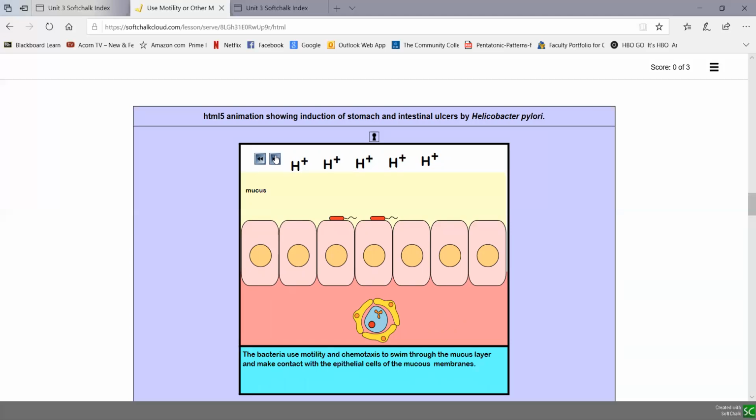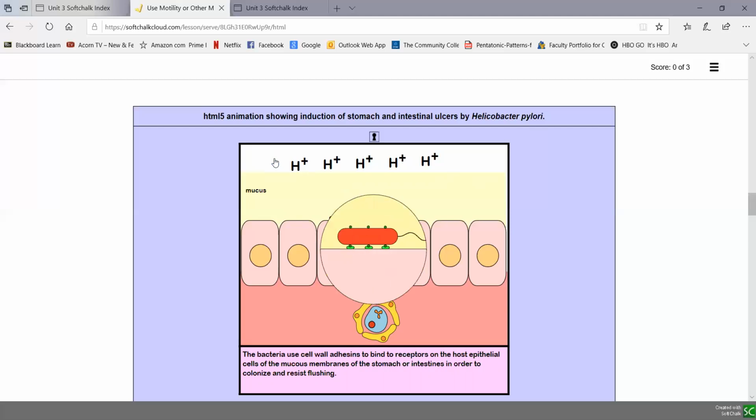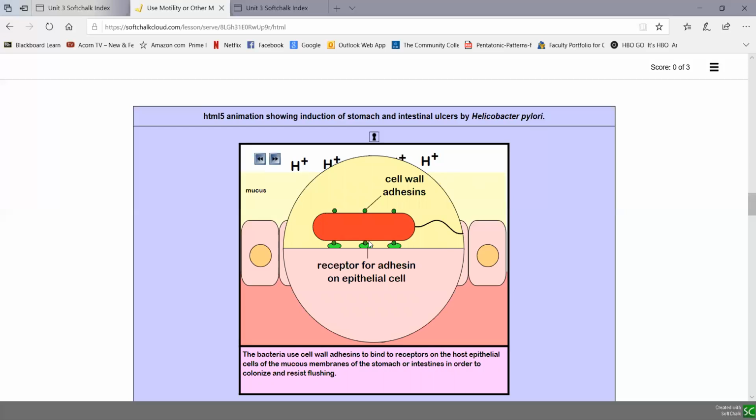So that's using motility to make contact with cells. And again, many bacteria that infect the intestines and the urinary tract use their motility for that purpose, to be able to swim through that mucus layer and make contact with cells. Then cell wall adhesins allow the bacterium to bind to receptors on the host epithelial cells of the mucous membrane of the stomach or intestines to colonize and resist flushing. So we'll see in the next section that adhesins can allow the bacterium to bind to adhesin receptors. And that way it's able to adhere to cells and resist flushing.